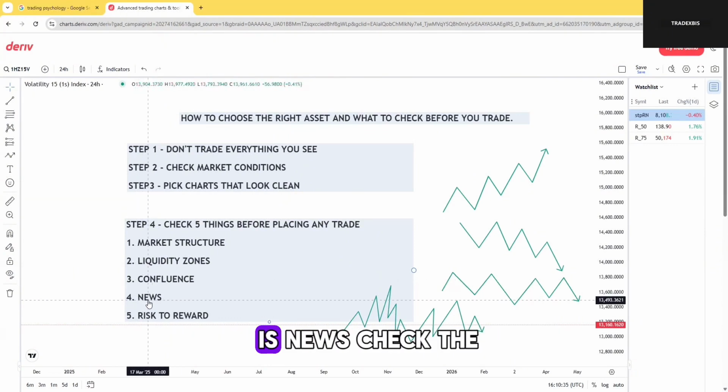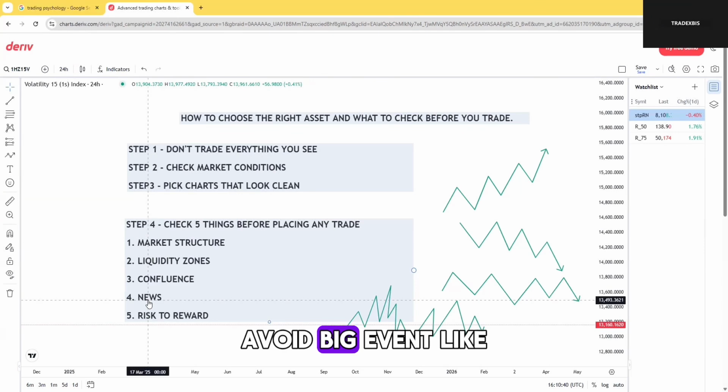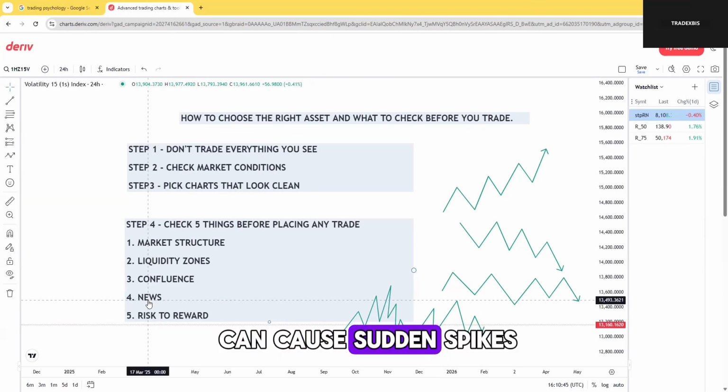Now, this fourth one is news. Check the economic calendar before trading. Avoid big events like NFP or CPI that can cause sudden spikes.